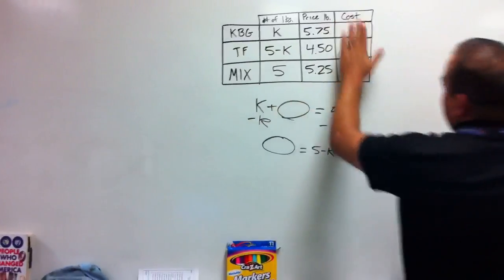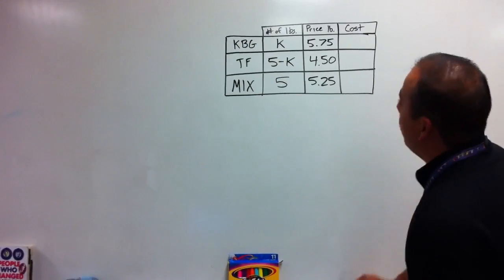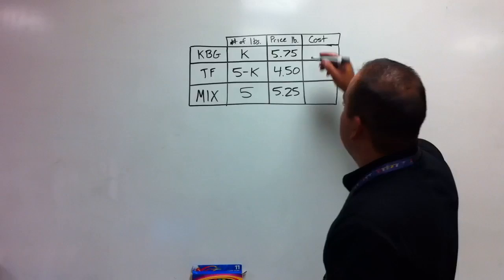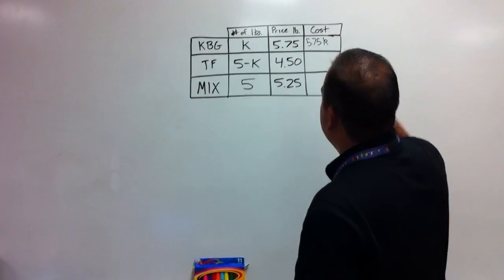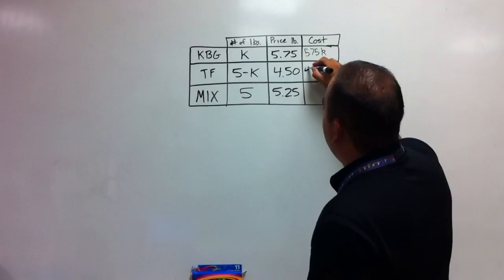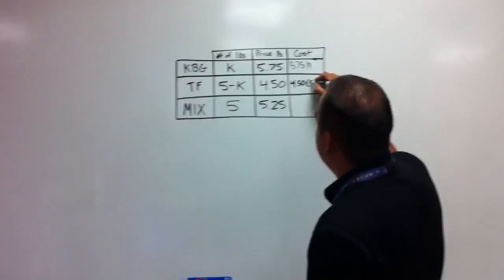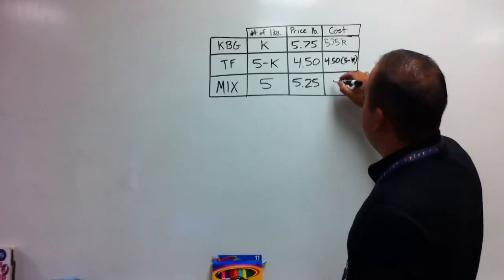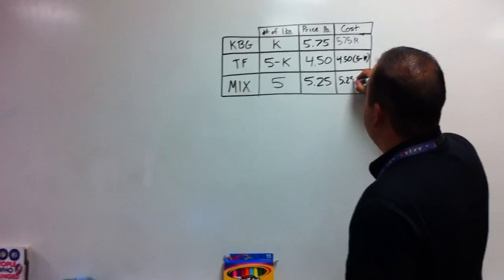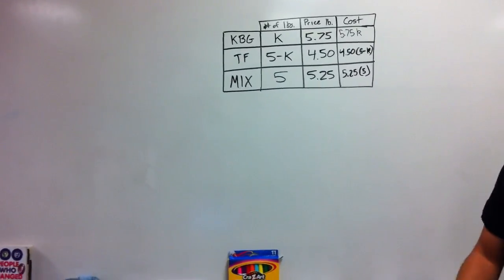Now we're going to make the cost. Remember, this is the equation that we're going to do. So all we really do is do what it says right here. 5.75 K. This is 4.50 multiplied by 5 minus K. This is 5.25 times 5. And this is going to give me my equation.